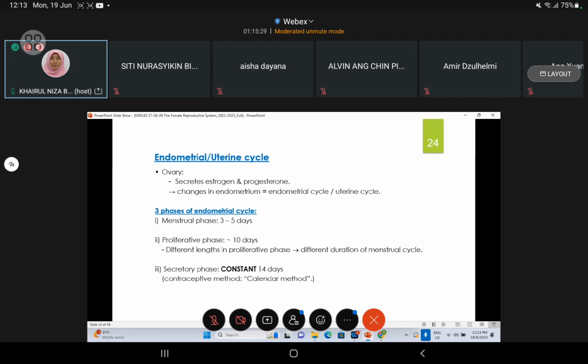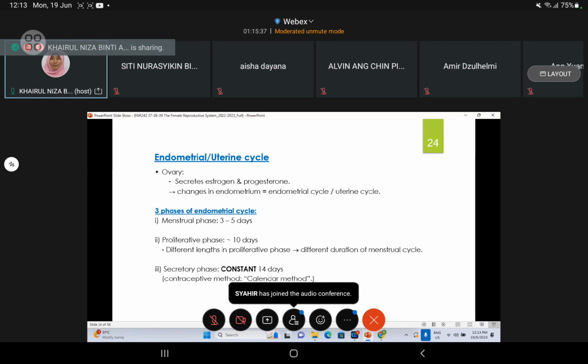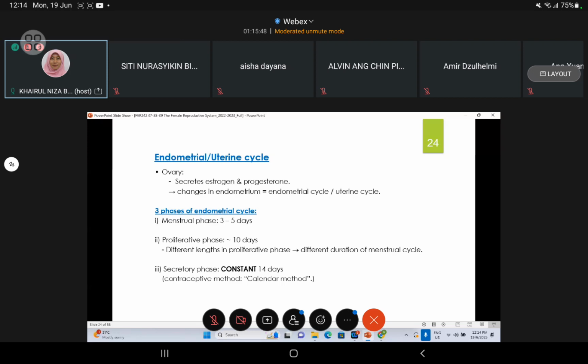Okay, so after the menstrual phase, the proliferative phase starts to occur. Different lengths in the proliferative phase lead to different durations of the menstrual cycle. Why is that so? The proliferative phase may be different in each and every female individual because of different secretory changes during the proliferative phase. Normally, in a 28-day cycle, it lasts for about 10 days.